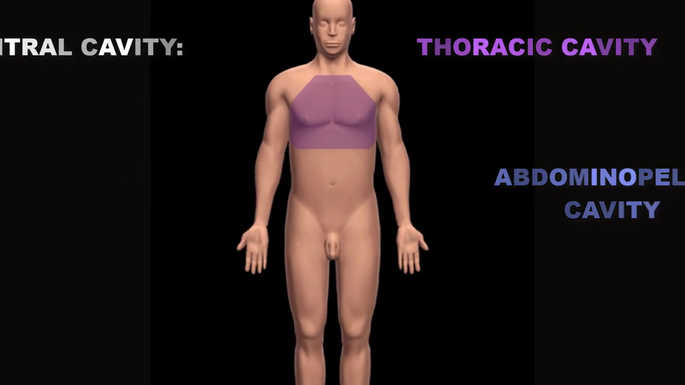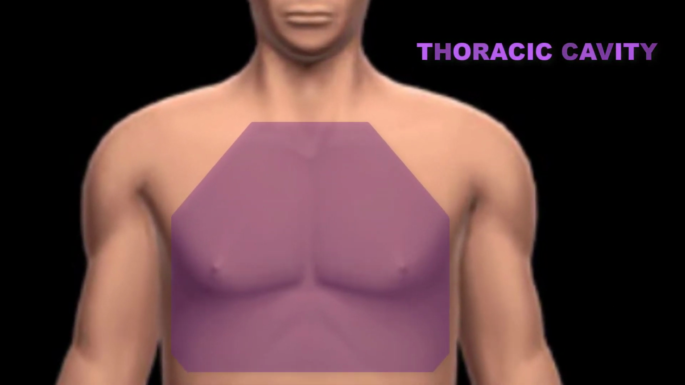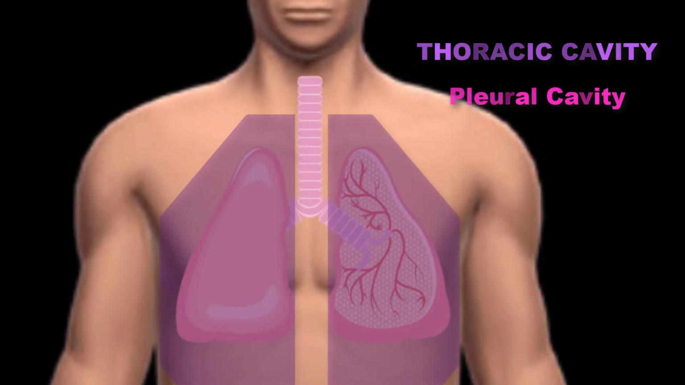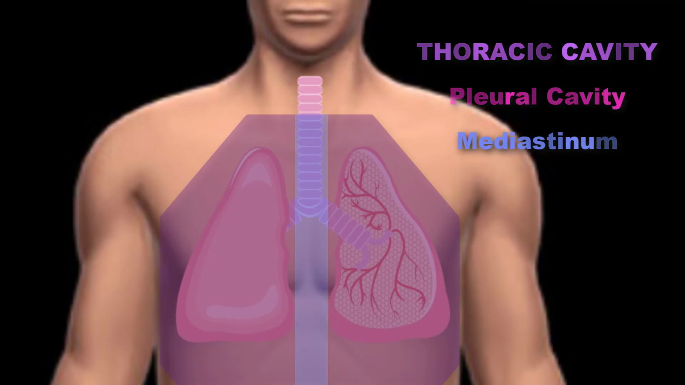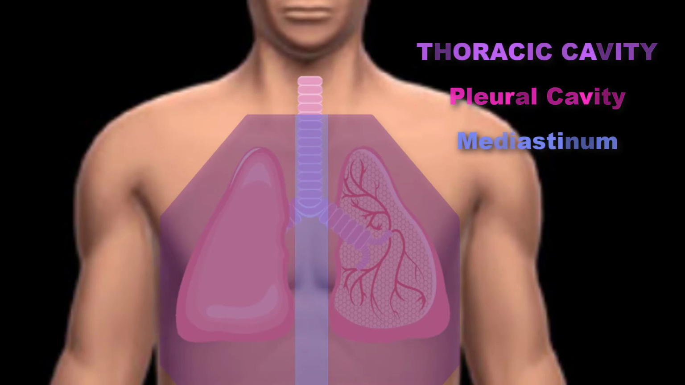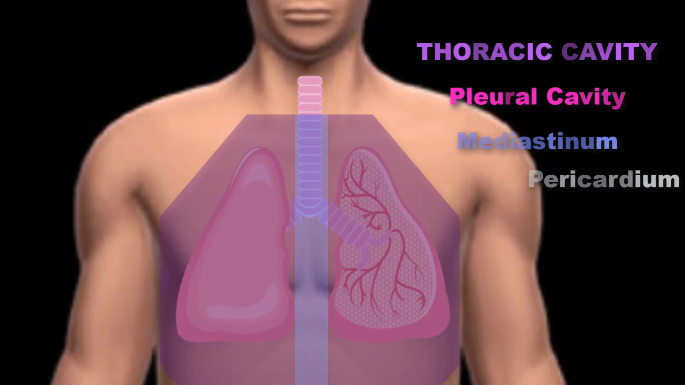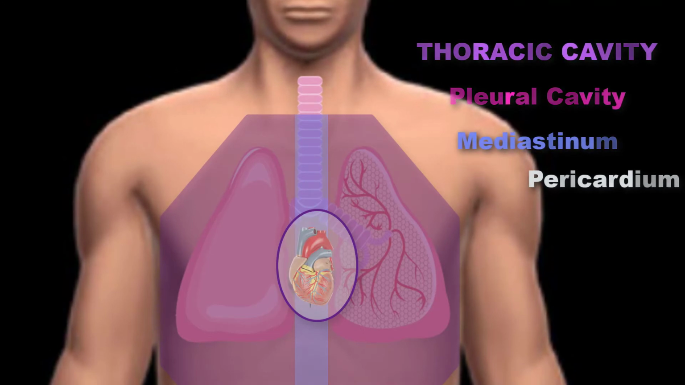The thoracic cavity has three subdivisions. It has two lateral parts, which each contain a lung, surrounded by a pleural cavity, filled with pleural fluid. Between these two pleural cavities is a central band of organs, called the mediastinum. The mediastinum contains the heart, which is surrounded by an additional cavity called the pericardial cavity.